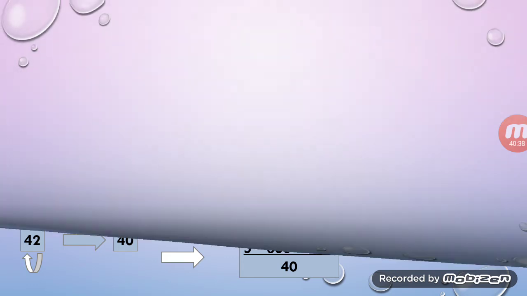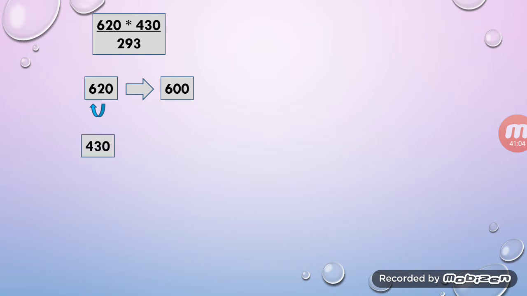Now we're going to move on to our final example, 620 times 430 over 293. Again, we're going to repeat our same cycle as so far. We're going to pay attention to the middle number. It is not larger than 5, nor is it 5. It's a 2. So the 6 will be left as is, and all numbers afterwards will be replaced with a 0. 430, the 3 is not larger than a 5. So the 4 remains as is. The 3 and 0 will turn to zeros, creating the number 400.